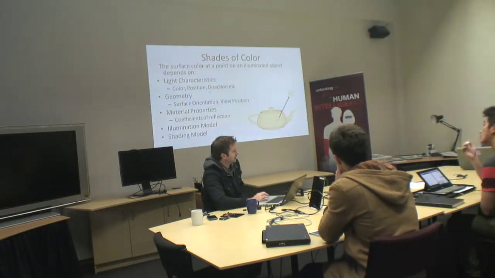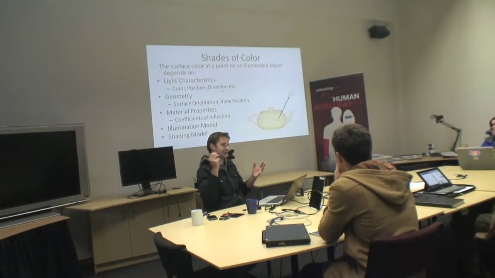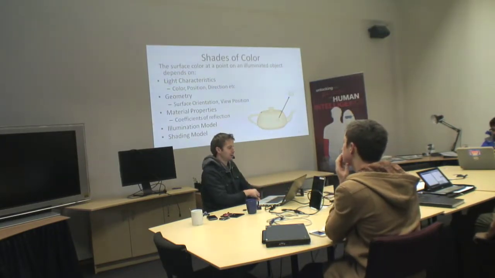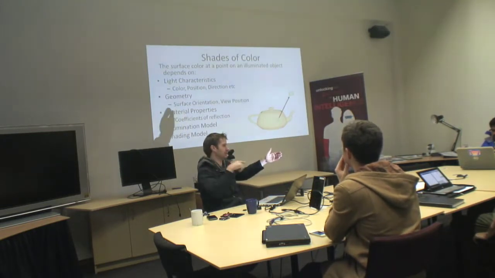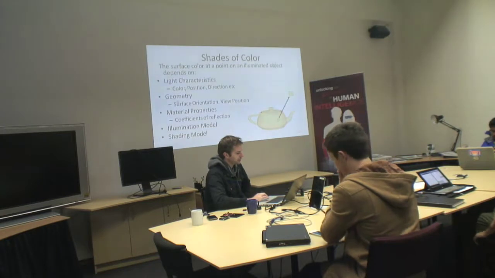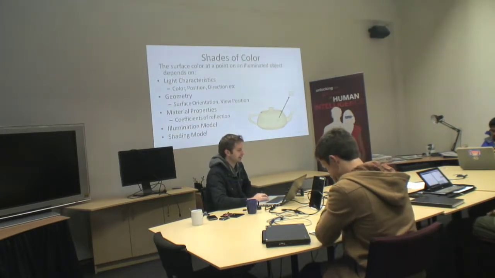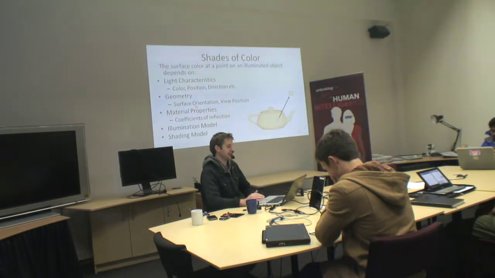If it's a directional light, something like a torch which shines in one direction rather than a light bulb which shines everywhere, the direction can matter. If we have a torch and we're not pointing it at the object we want to light up, it's not going to light up. So the color depends on the light characteristics, and the geometry of the object, so its orientation and its position with respect to the viewer.